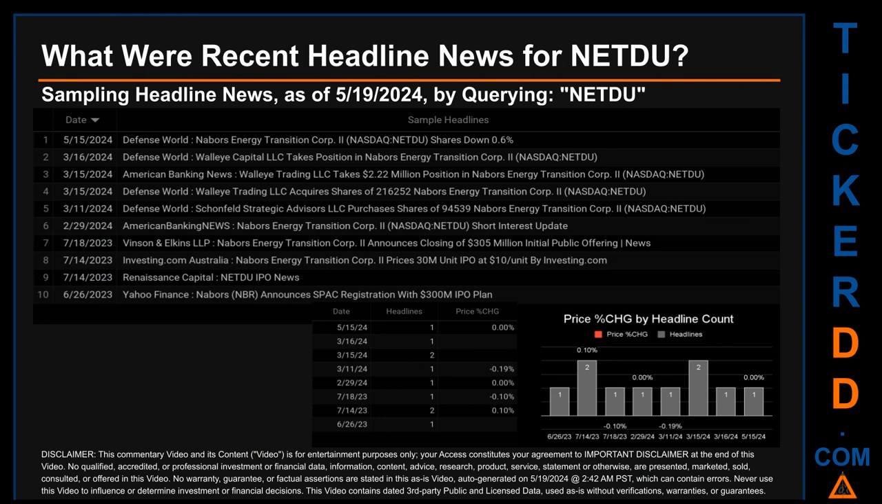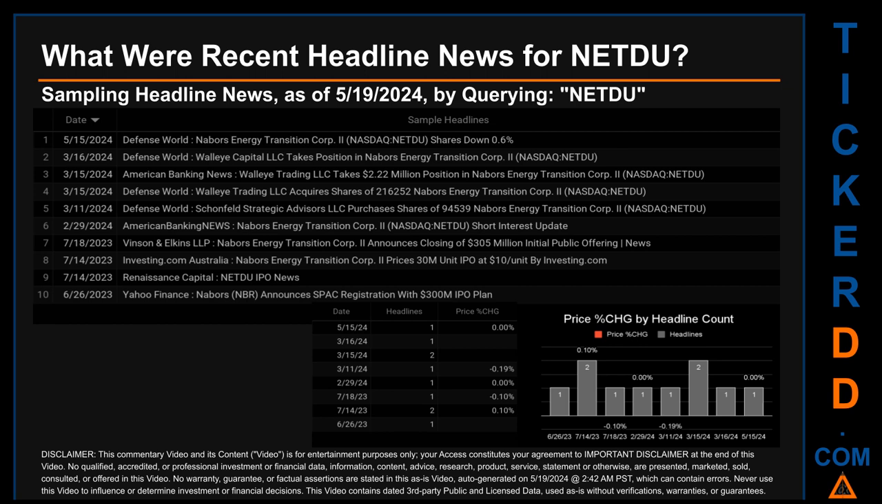The latest publication was Wednesday, May 15, 2024, when Defense World published the headline that read, Neighbors Energy Transition Corp. 2, NASDAQ. NETDU. Shares down 0.6%. The oldest publication was on Monday, June 26, 2023, 11 months and 23 days ago, when Yahoo Finance published the headline that read, Neighbors, NBR, announces SPAC registration with $300 million IPO plan.